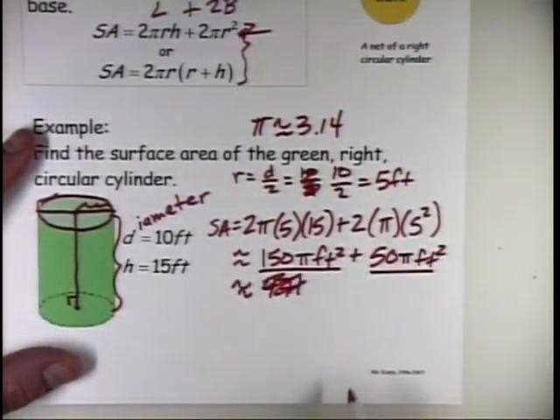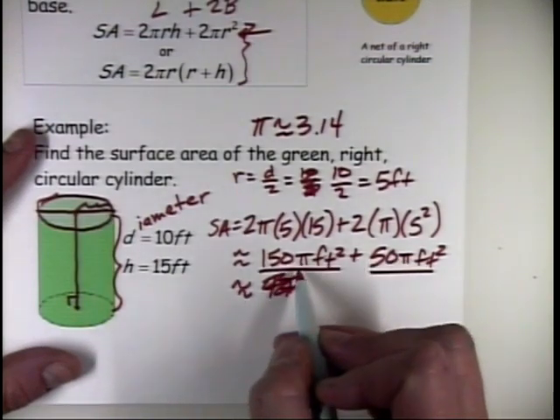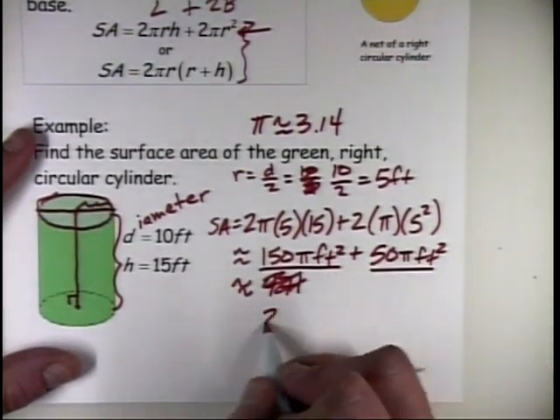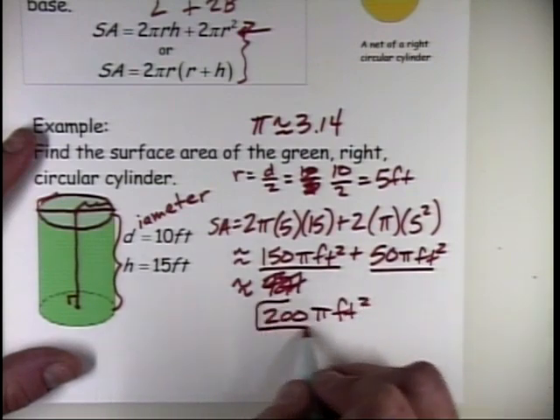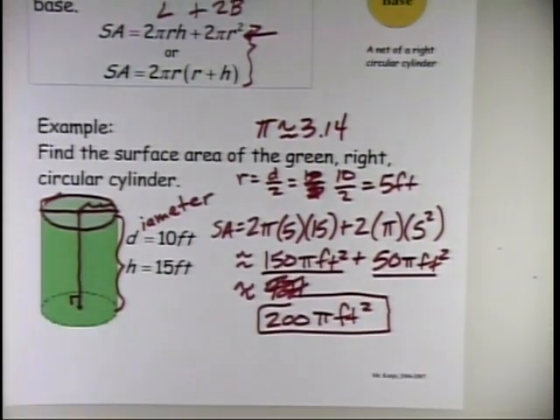Now, I can go one step further here. Since they both have pi in them, I can get 200 pi square feet. It's going to be a little more than 600 square feet. Okay? Pi times 200.